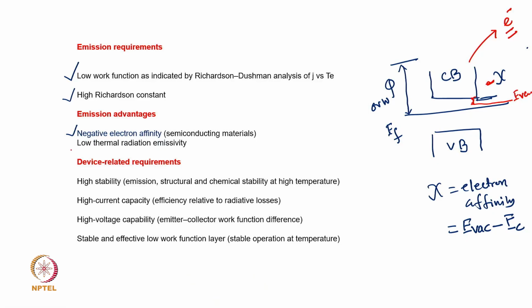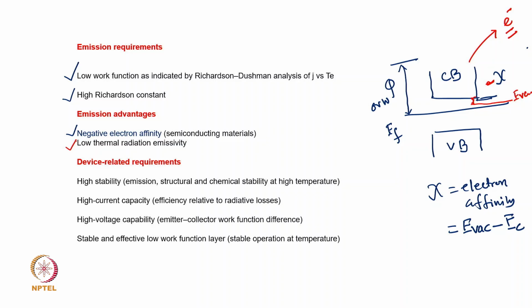Another important point is low thermal radiation emissivity. If there is more thermal radiation, then we lose heat. So, one can also control this radiation or emissivity, and we will discuss the device design. I will discuss what kinds of radiation can take place in a thermionic generator or thermionic converter, and why low thermal radiation emissivity is required.